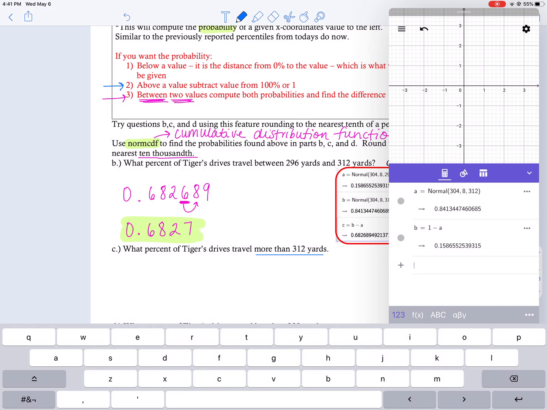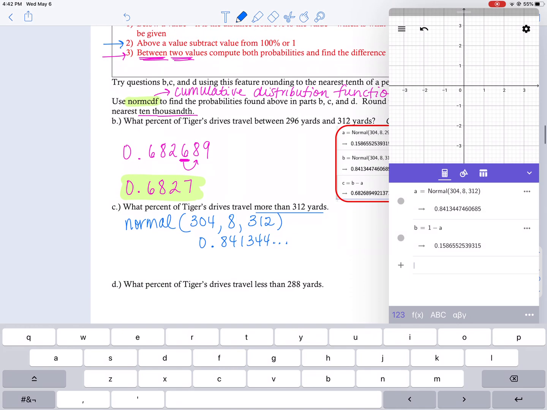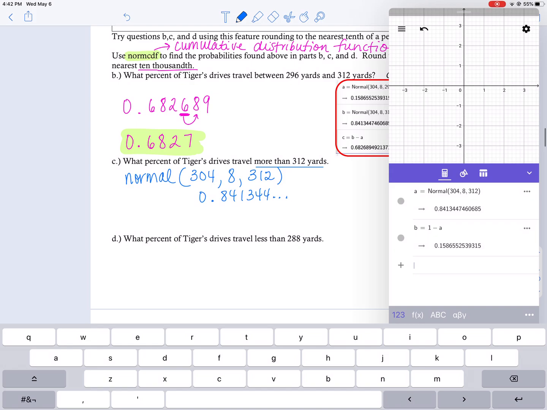So there's my answer. Here's what I'm going to write for you. I did normal, the mean, comma, the standard deviation, comma, that 312. That gave me this number of 0.8413 and so forth. But then don't forget, because it's the one that's above, I have to do 1 minus that number.